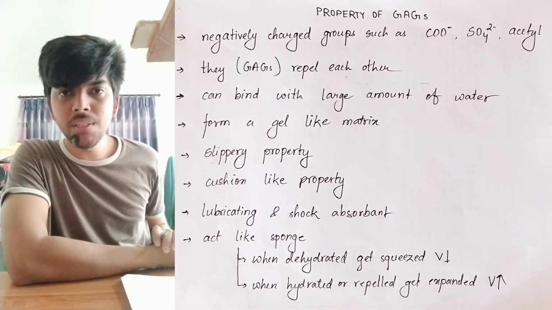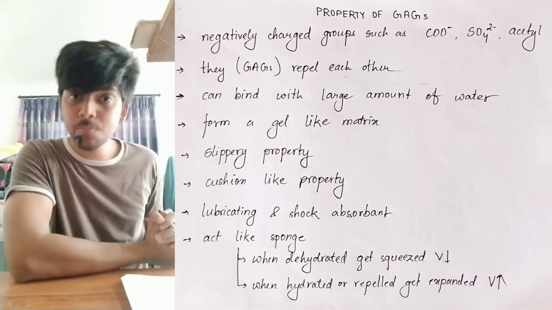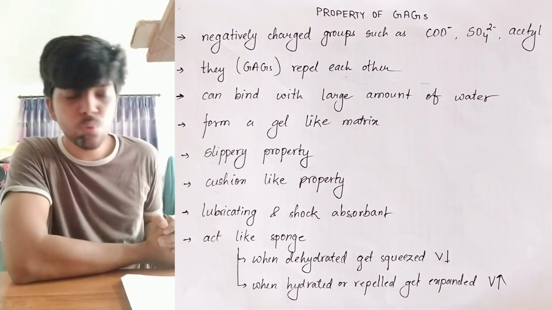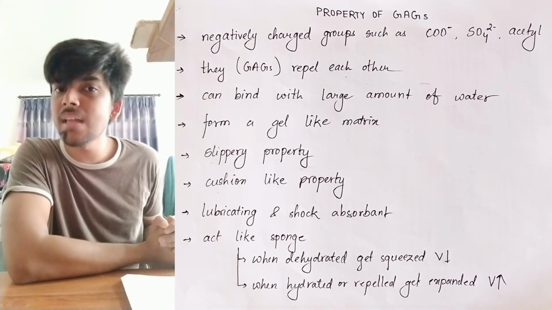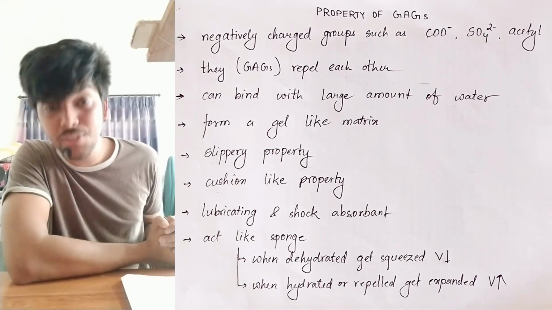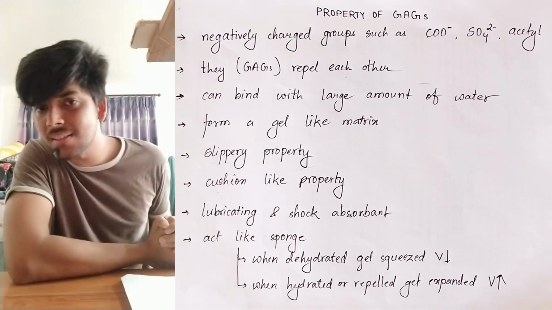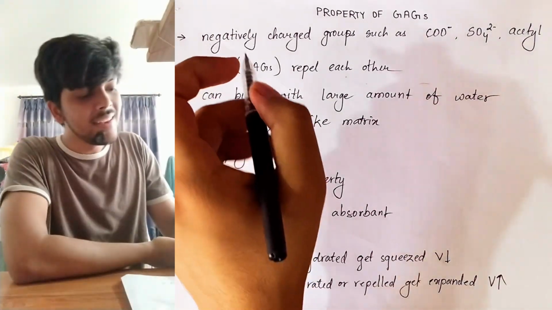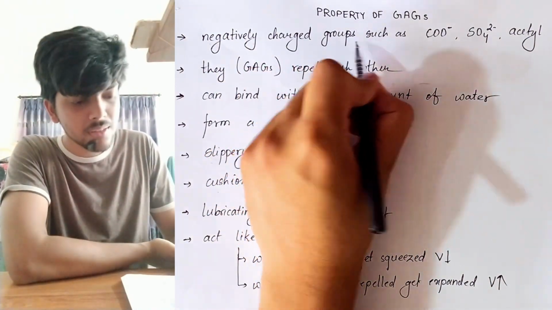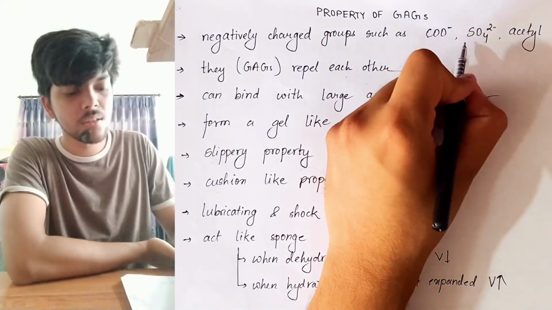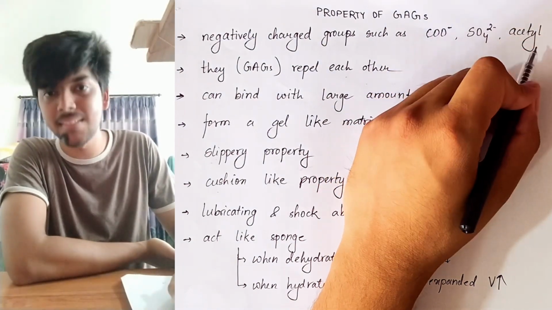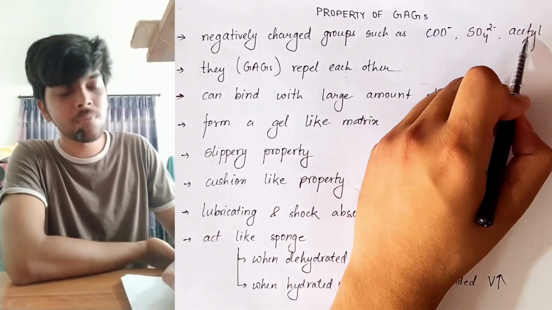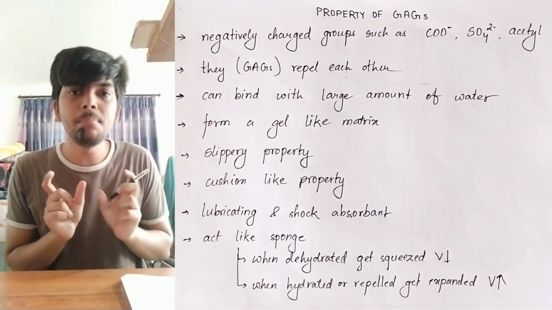Now let's look at the properties of GAGs, because once you understand the various properties of GAGs, you will be able to automatically guess the places where GAGs can be found and their uses at those places. But first, let's look at its properties. GAGs or glycosaminoglycans or mucopolysaccharides contain negatively charged groups such as carboxyl, COO-, sulfate, SO4 2-, and acetyl. Due to the presence of these negatively charged groups in GAGs, they are able to repel one another.